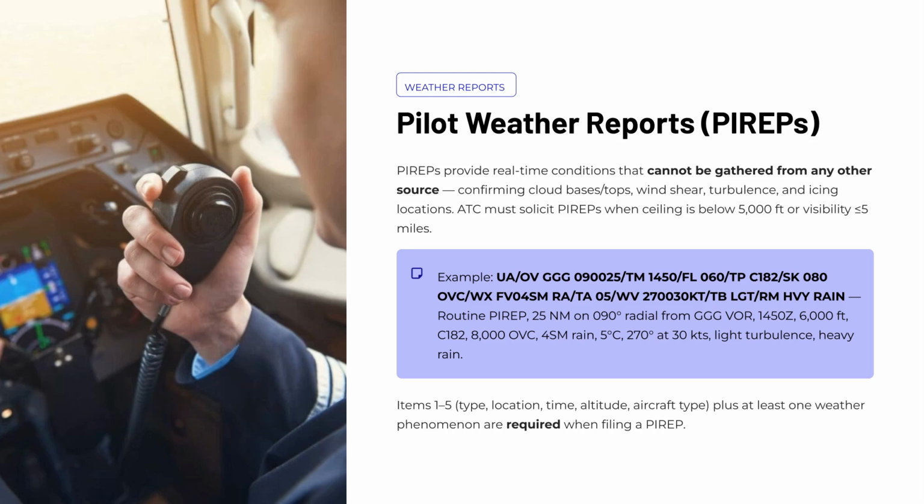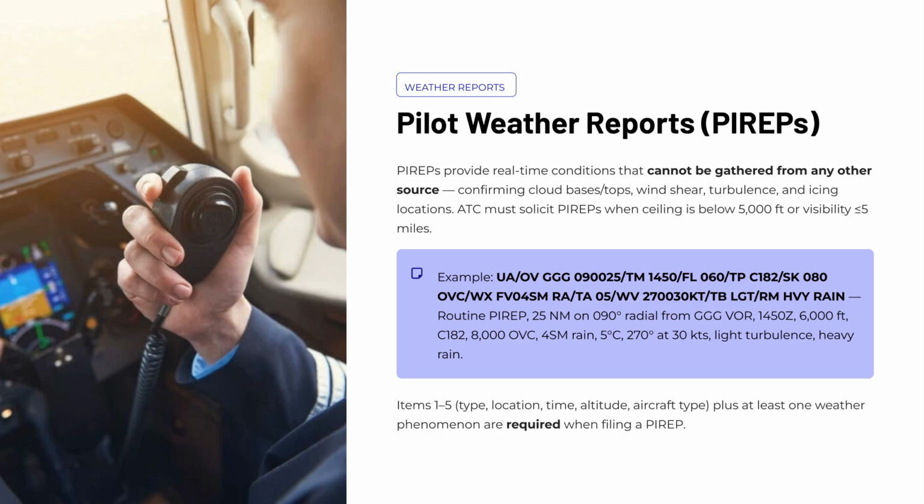Pilot weather reports, or PIREPs, are one of the most valuable tools available to a pilot because they capture real-time conditions that no forecast or ground-based observation can provide. When another pilot reports actual cloud bases and tops, wind shear, turbulence, or icing along a specific route, that information is immediately actionable. It's worth noting that ATC is required to solicit PIREPs whenever the ceiling drops below 5,000 feet, or visibility is at or below 5 miles, which tells you how critical this data becomes in marginal conditions.